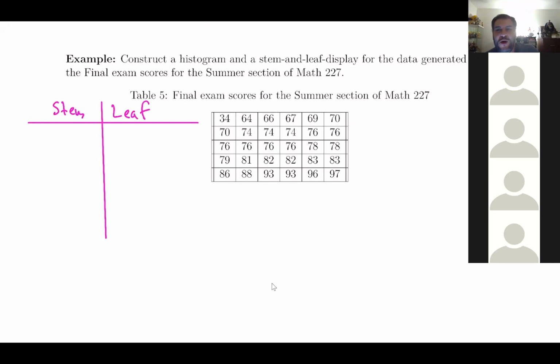Also, one thing you always want to make sure that you do is look at the numbers and see, are they already put in numerical order, or do you have to put them in numerical order? If you look at this data set, it's already in numerical order from left to right, so there's no need to move it around.